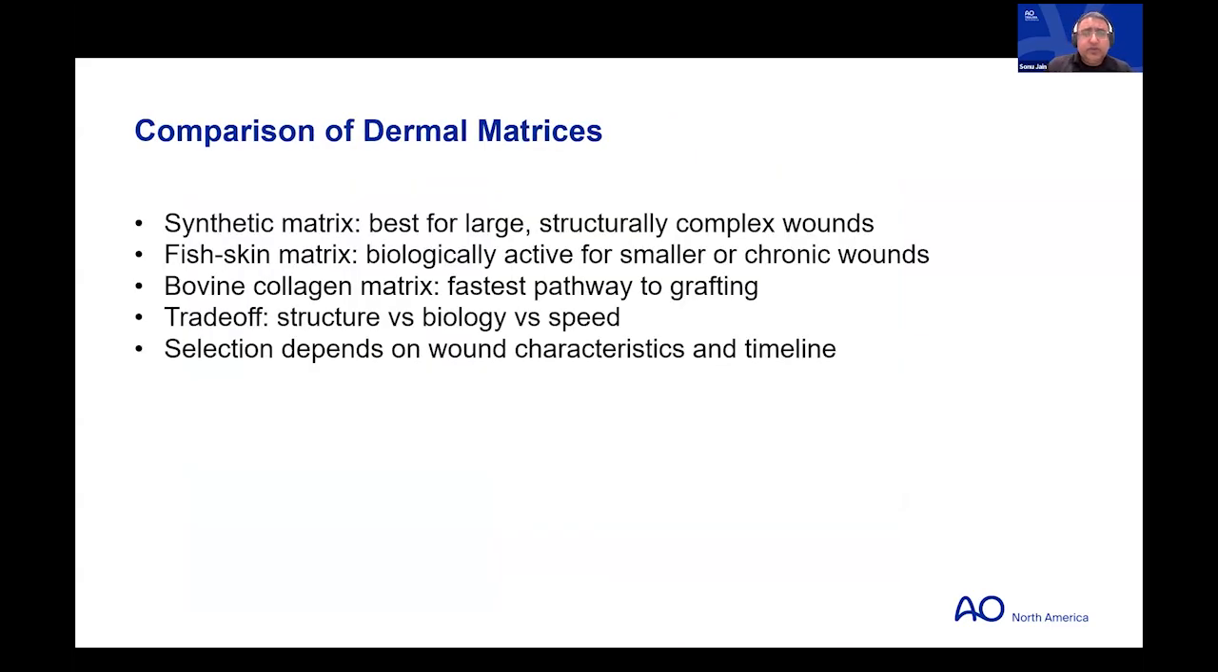So when you compare these different products that we just talked about, you can see that the synthetic matrix can be used for larger wounds. The fish skin is nicer for smaller wounds, and the bovine gives you a little bit of a faster pathway to grafting. So you kind of see what you want to get out of this. Again, these aren't hard and fast rules. These are just an overall algorithm, but you could pretty much interchange all three of these for any of the wounds that we saw and probably get very similar results.